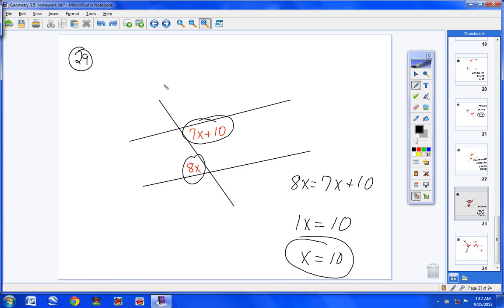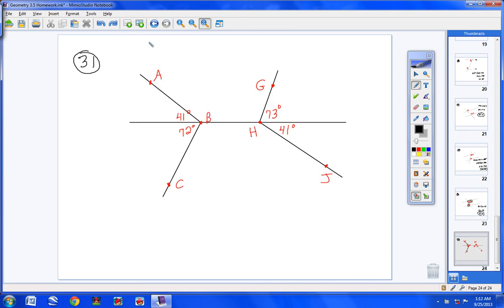Now this next problem, number 31, is a pretty challenging problem. I don't know if I'd give you one of these on a test or a quiz, but it's definitely a higher level thinking problem, which is good for you, okay?